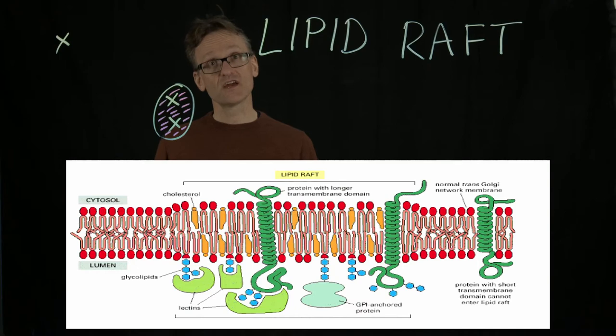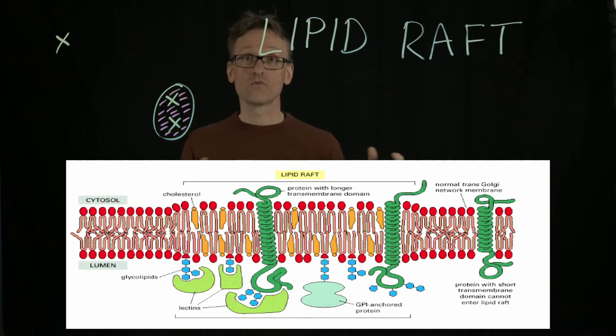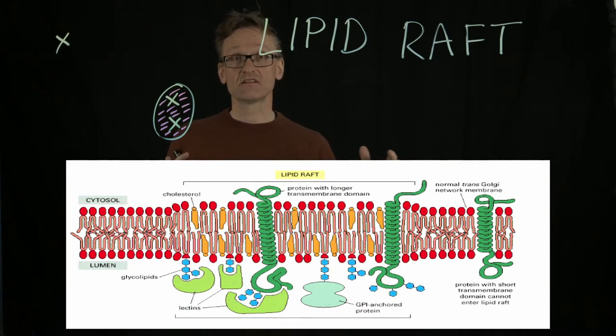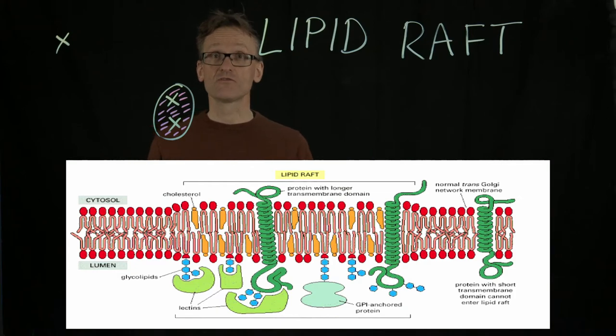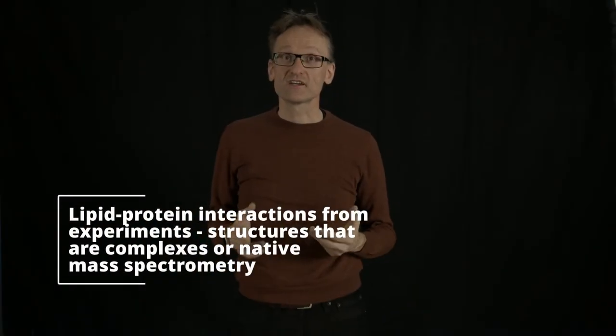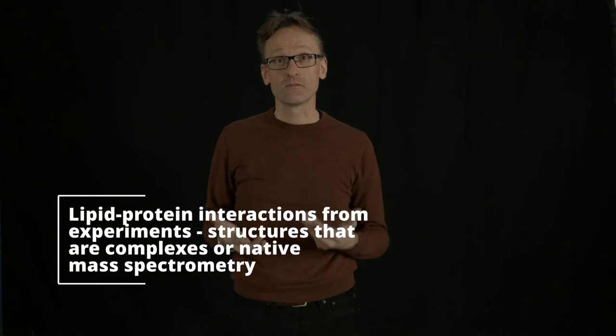It's more of a modification that we might have locally more rigid regions that diffuse together in the large sea of the remaining lipids. So in fact, as structure determination techniques have become better and better, we see more and more structures that are some sort of complexes, not quite lipid wrapped, but not that far away from it.